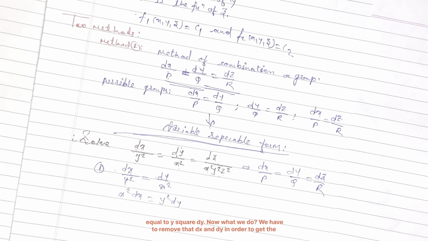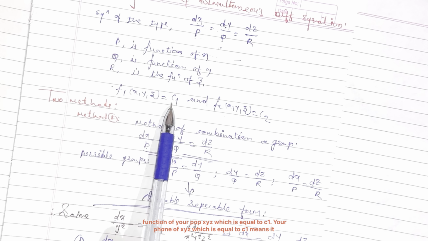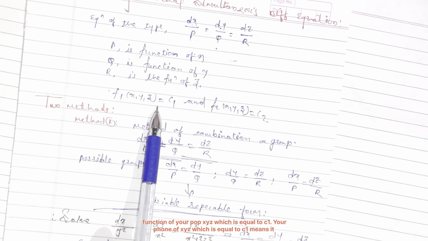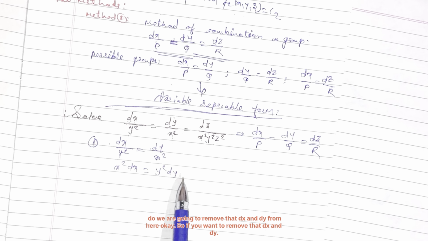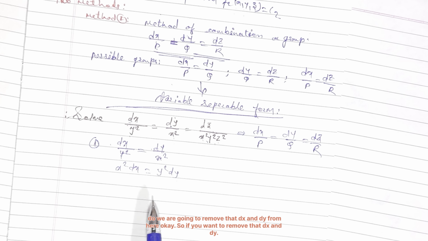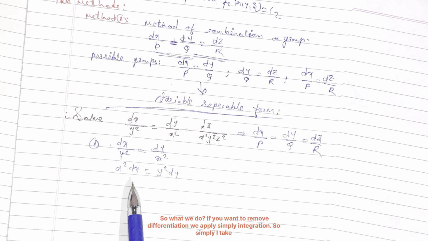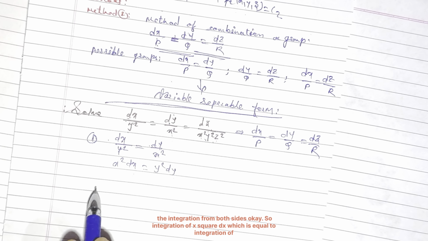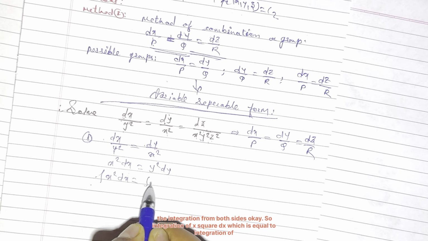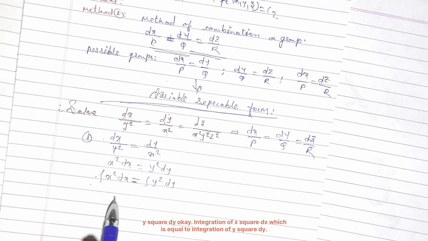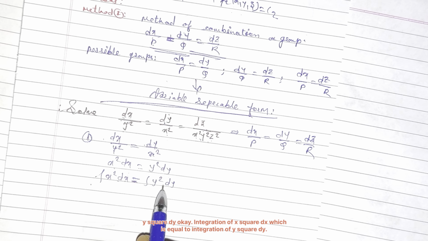Now what we do, we have to remove that dx and dy in order to get the function f1 of xyz, which is equal to c1. f1 of xyz, which is equal to c1, means it does not have any differentiation or any integration. These are simple functions. So we are going to remove dx and dy from here. If you want to remove differentiation, we simply apply integration. So I take the integration from both sides: integration of x square dx, which is equal to integration of y square dy.